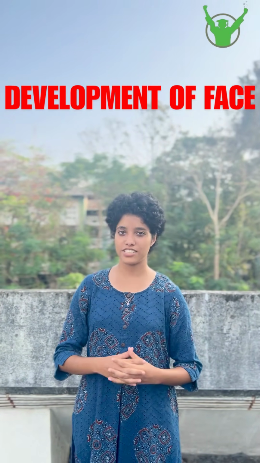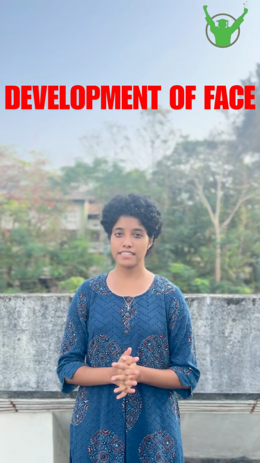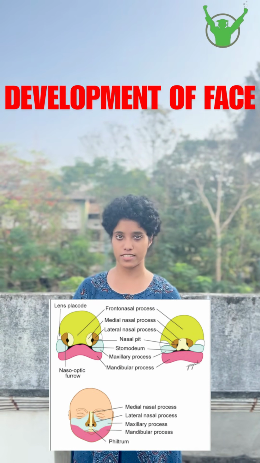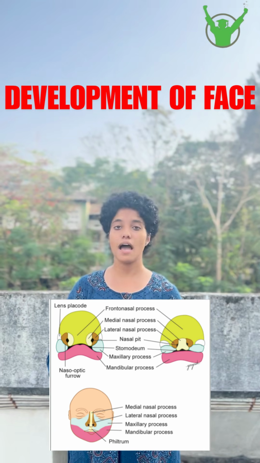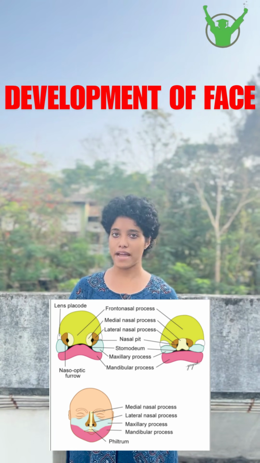Today the topic of discussion is the development of the face. So the face derives from 5 mesodermal processes: the unpaired frontonasal process, paired maxillary process and the paired mandibular process.